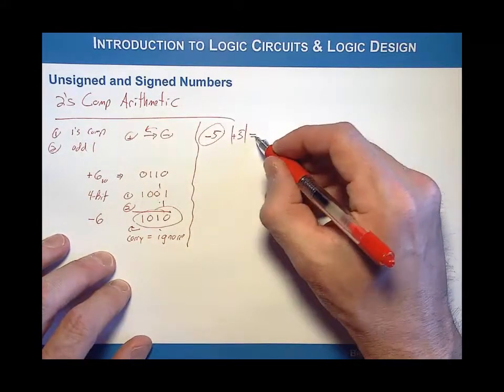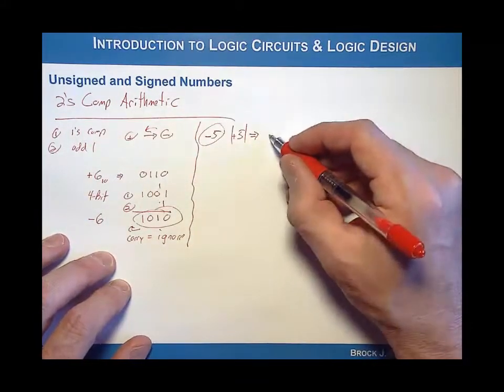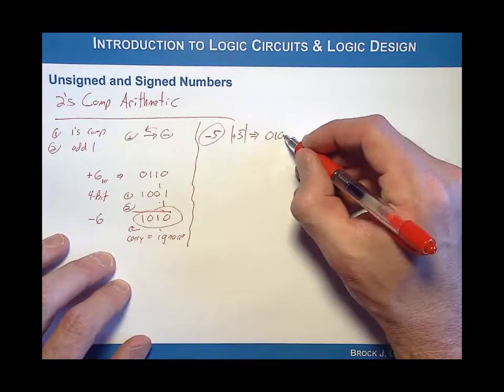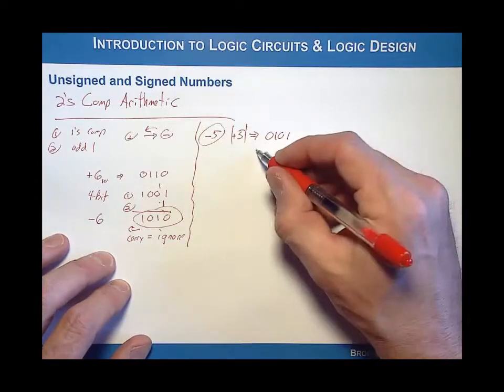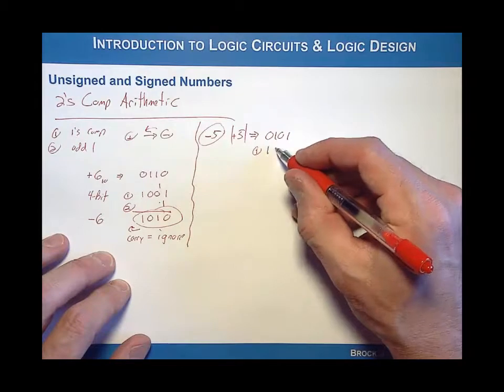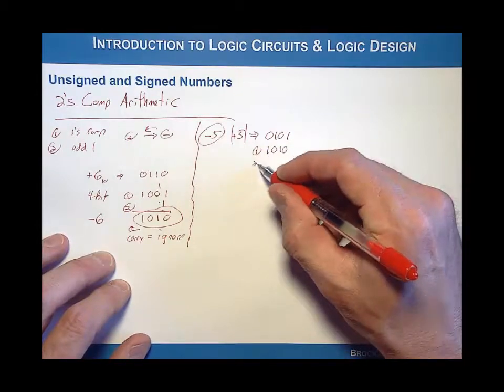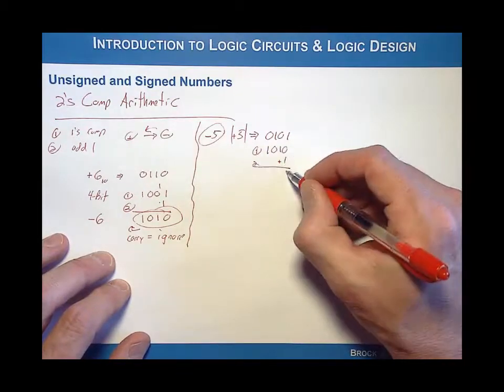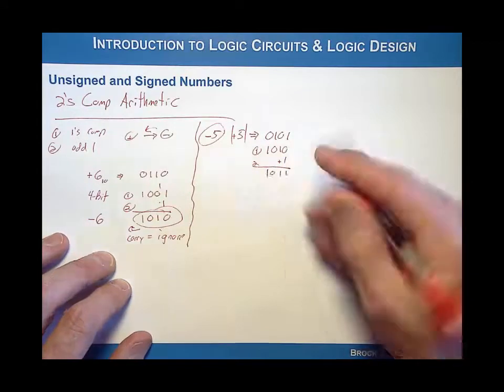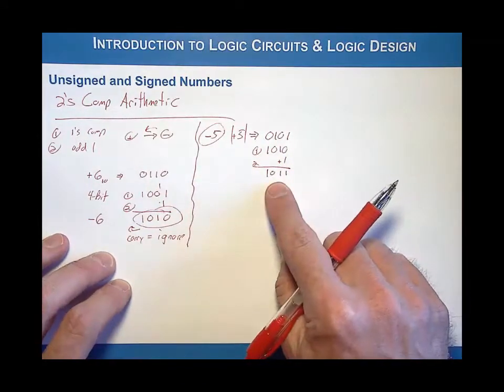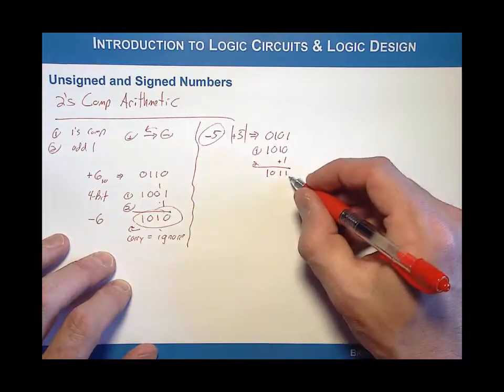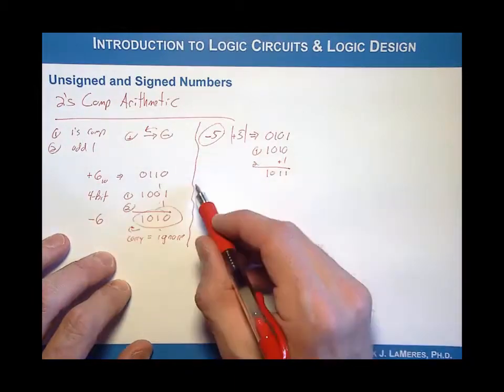So positive 5 in 4-bit binary would be 0, 1, 0, 1, and then for step 1, I would go 1, 0, 1, 0. Step 2, I would add 1 to it, so I'd get 1, 0, 1, 1. So 1, 0, 1, 1 is negative 5 in 2's complement. Okay, so that's very similar, but just given a different one.